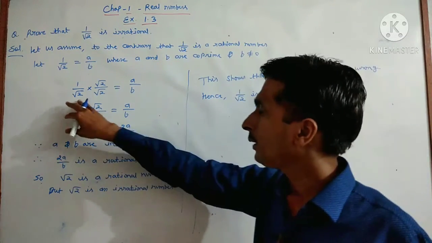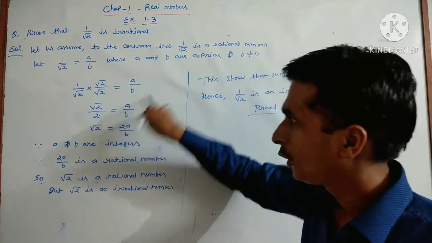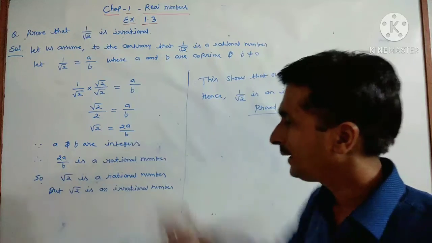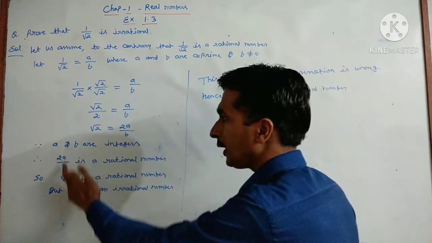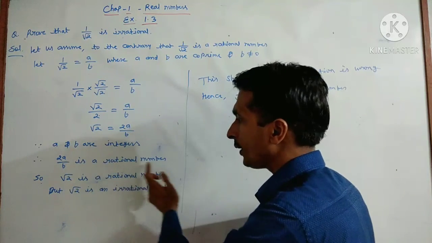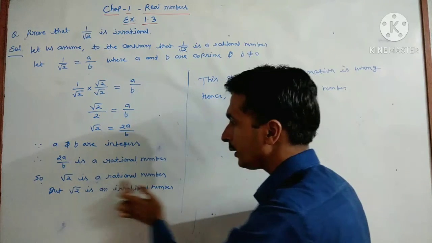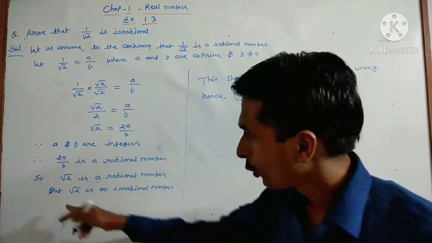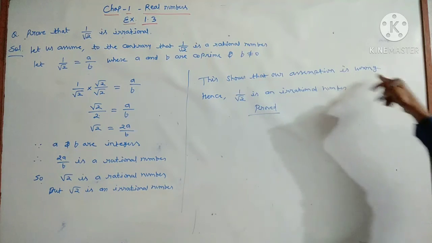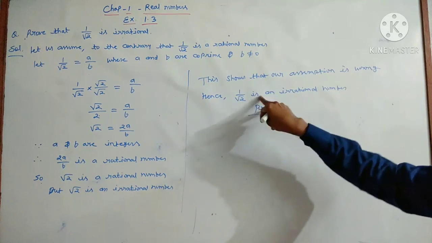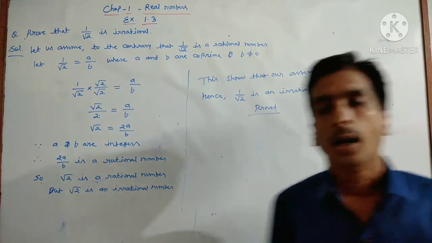So here it is, we will rationalize the number, root 2 upon 2, and 2 goes to this side, so root 2 equals 2a upon b. Here a and b are integers. Okay, so 2a upon b, this portion is a rational number, this portion is a rational number, and both are equal, so you can say root 2 is a rational number. But we know that root 2 is an irrational number, so this shows that our assumption is wrong. So hence 1 upon root 2 is an irrational number. That will be proved.